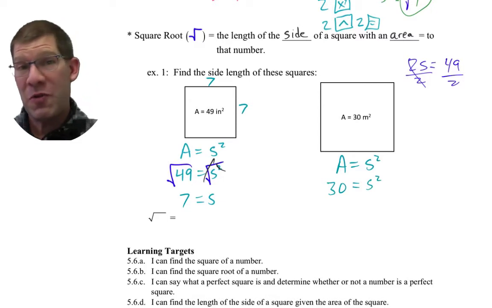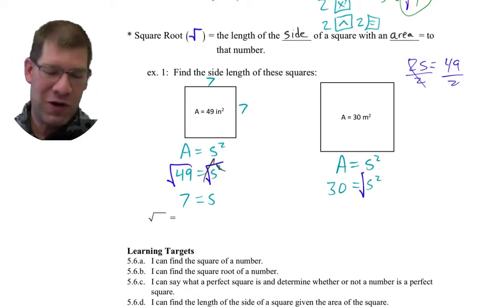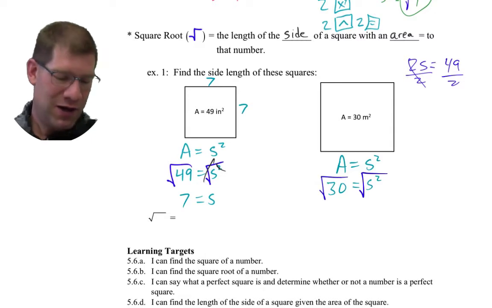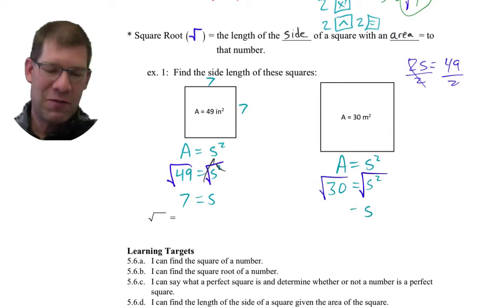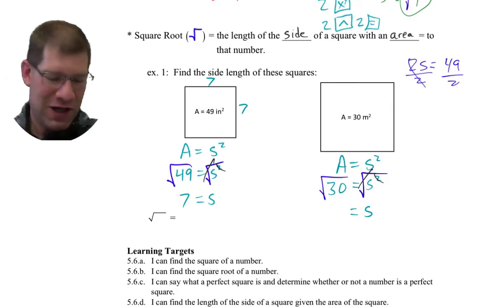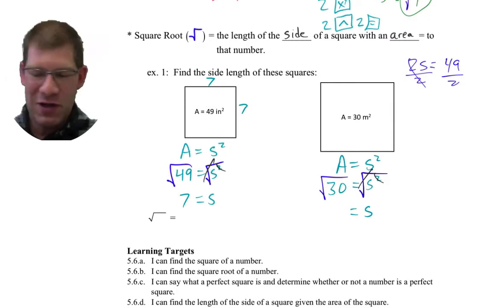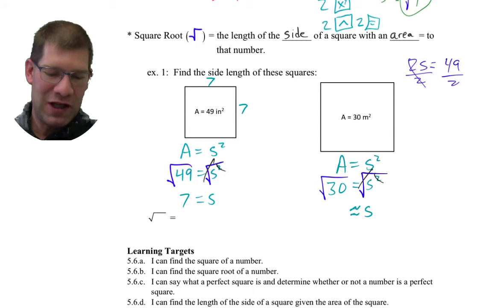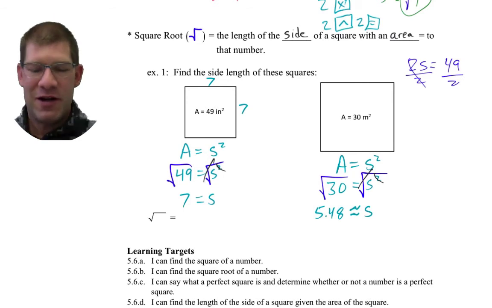Well, we want to undo squaring. They squared s. We want to undo squaring it to get s by itself. So we square root it. We have to do that to both sides. And if you want to, you could cross out your square root, the radical, and cross out your square. And then if we punch square root of 30 into a calculator, that's going to come up with approximately, so maybe I'll do the squiggly equals for approximately, 5.48 with a little bit of rounding in there.